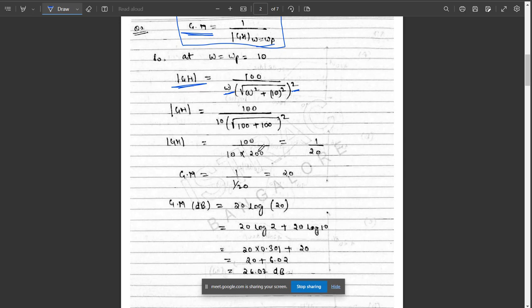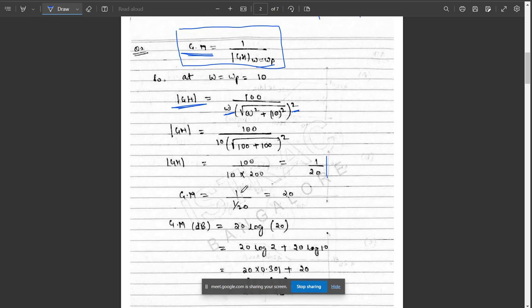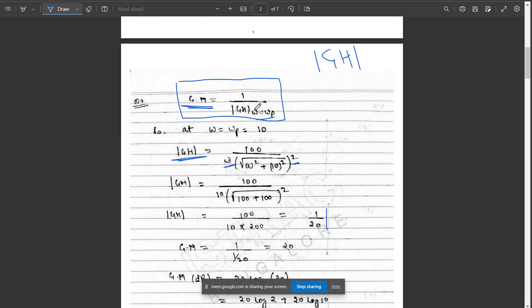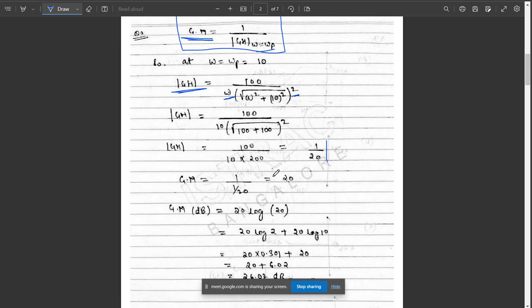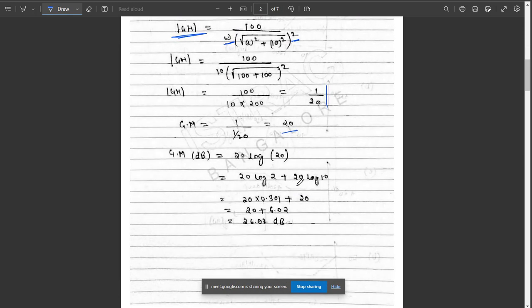So from here we got mod of GH is equal to 1 by 20. So mod of GM will become 1 upon 1 by 20, that is the inverse of GH, which is equal to 20. So now that you have got this, you are supposed to find out the log term for GM.